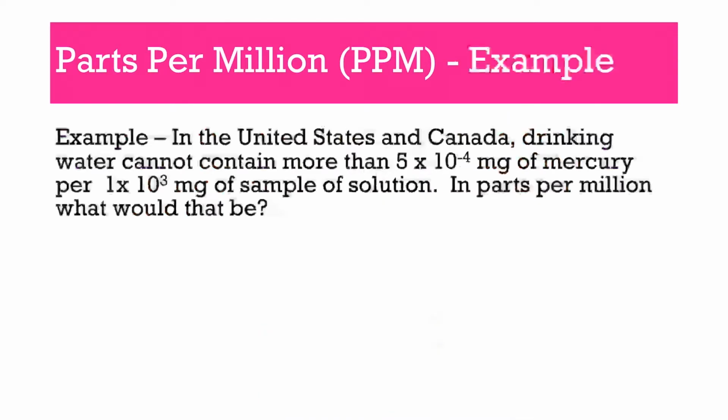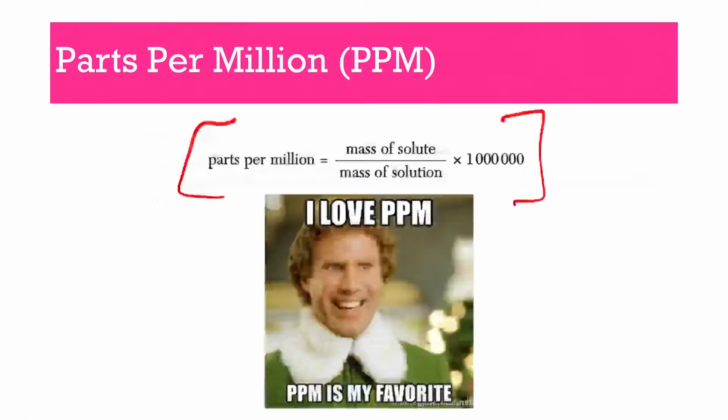So a sample question of this could be: in the United States and Canada, drinking water cannot contain more than 5 times 10 to the negative 4 milligrams of mercury per 1 times 10 to the 3 milligrams of sample of solution. In parts per million, what would that be?